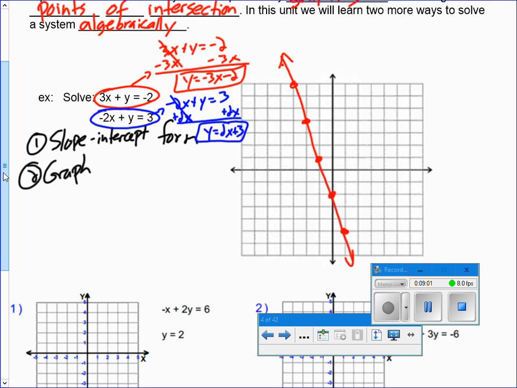Blue line has a y-intercept of +3. Slope is 2, so I go up 2 and right 1, up 2 and right 1. Once I run out of room, I can go down 2 and left 1. We can see right here where the intersection is.